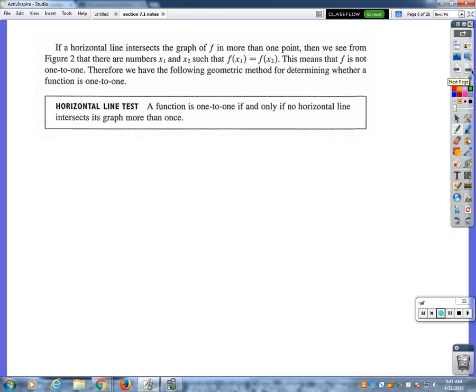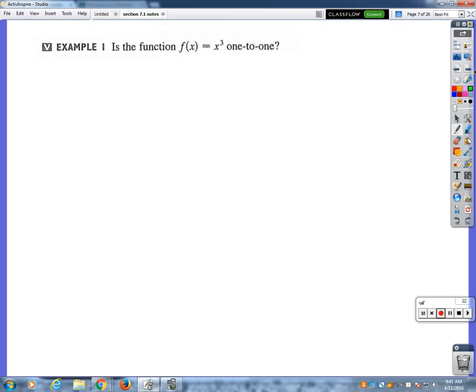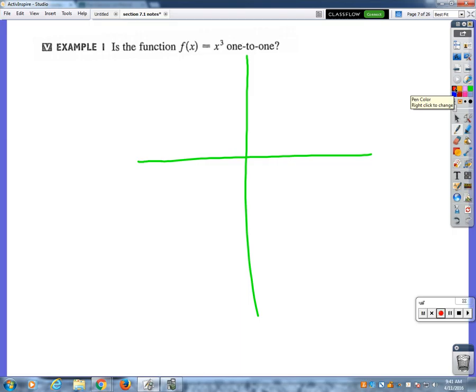Okay? Fun stuff, cruising through this. Okay, so for example, is the function f of x equals x cubed one-to-one? So we're going to look at the graph. And you guys all know what the graph looks like. Do it.